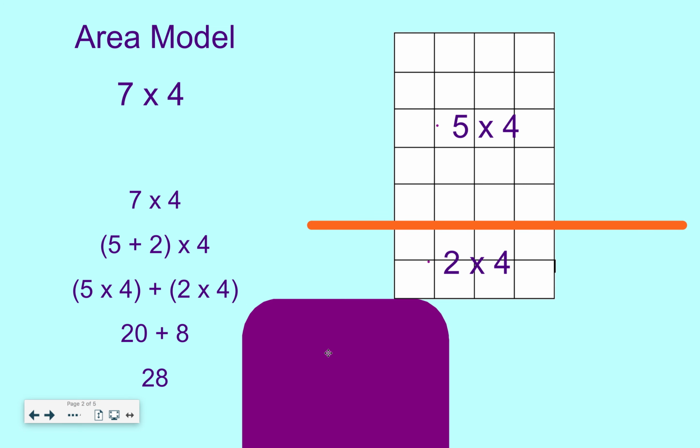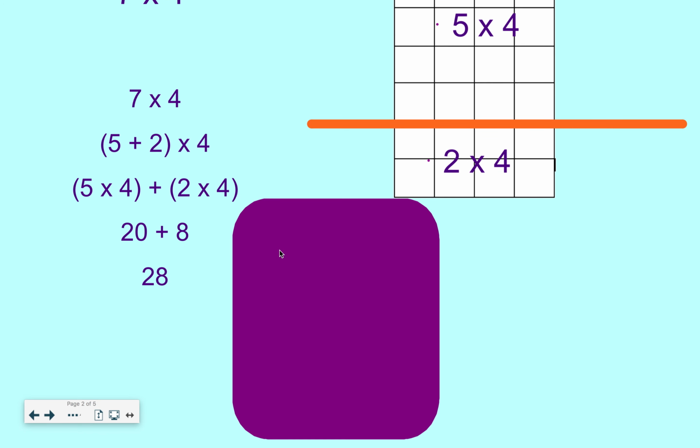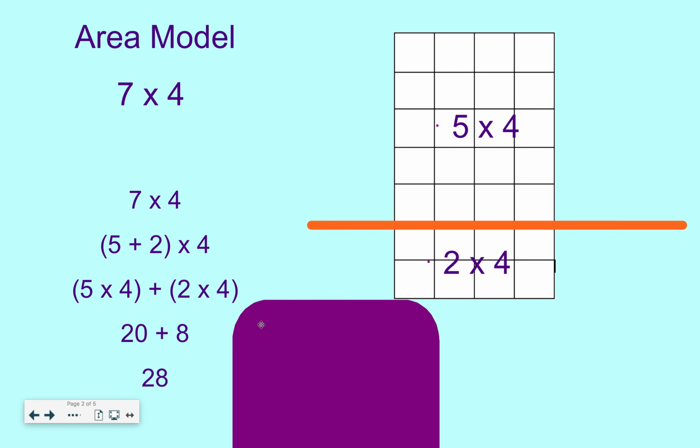So symbolically, here's what that might look like. So 7 times 4, I'm going to think instead of 7 groups of 4, I'm going to think of it as 5 plus 2 groups of 4. So using that distributive property, I'm going to distribute that 4 and come up with 5 groups of 4, which was the top part of my array, and 2 groups of 4, which was the bottom part, which ends up to be 20 plus 8, and my final answer is 28.